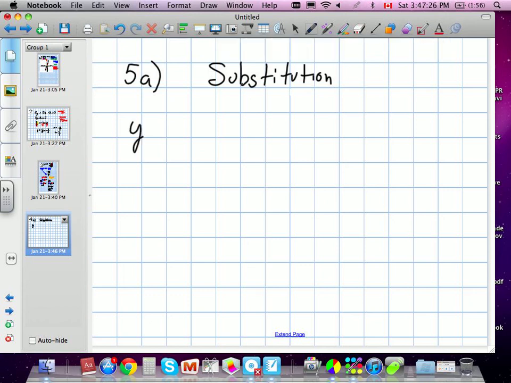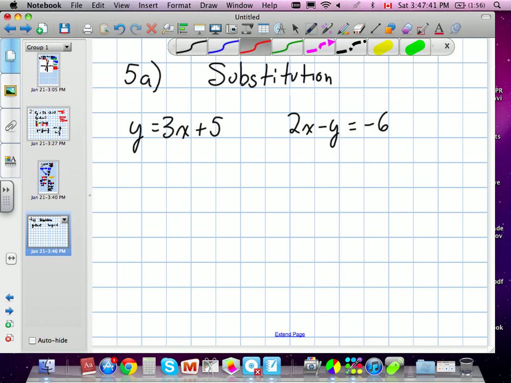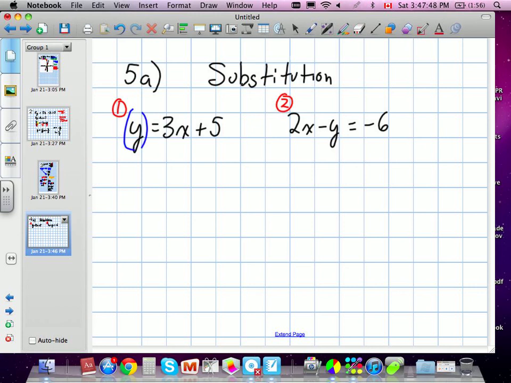y equals 3x plus 5, and 2x minus y equals negative 6. They don't want us to graph this. What they want us to do is solve through substitution. So here's my equation 1 and my equation 2. Okay? In equation 1, I'm already set equal to y. I know that y is equal to this value here.